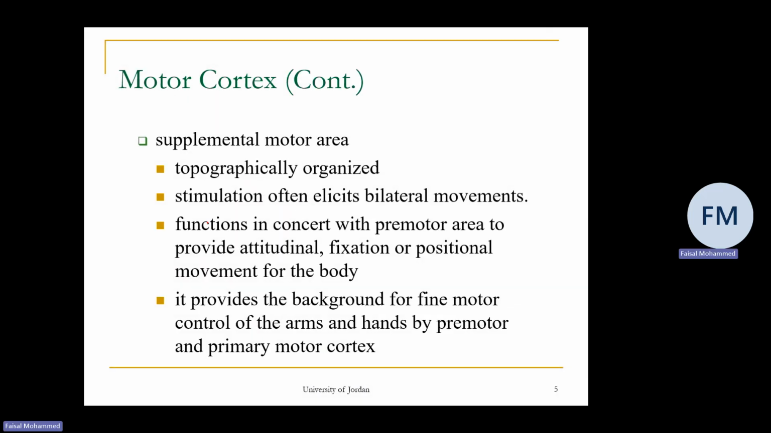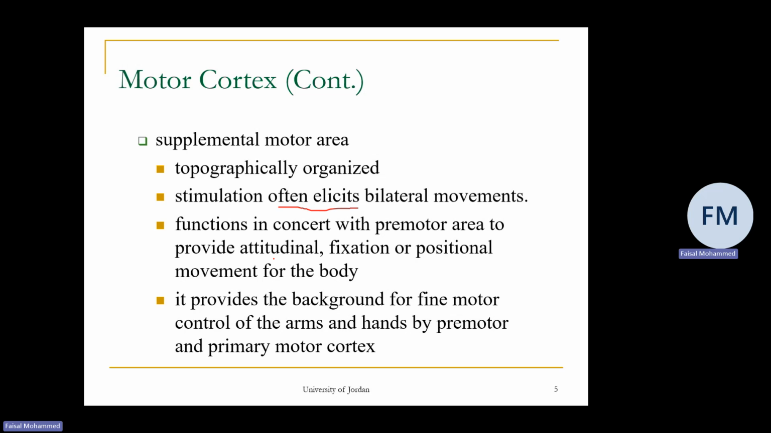We have the supplementary motor area. The supplementary motor area, which is also anterior to the primary area, is at the top of the cerebral cortex. It is topographically organized, but the topographic organization in the supplementary area gives you a bilateral movement. So stimulation of the supplementary area gives you bilateral movement. This is one thing that's important for the supplementary area. It is bilateral control. It functions in concert, of course, with the primary area to provide attitudinal, fixational, or positional movement for the body.